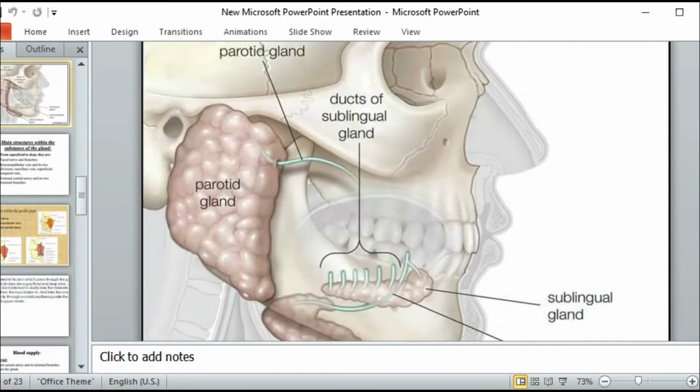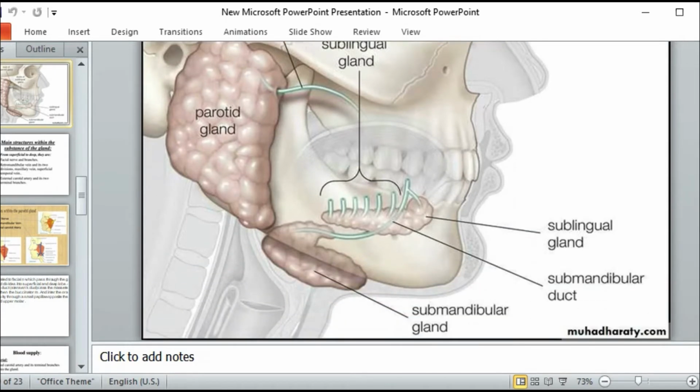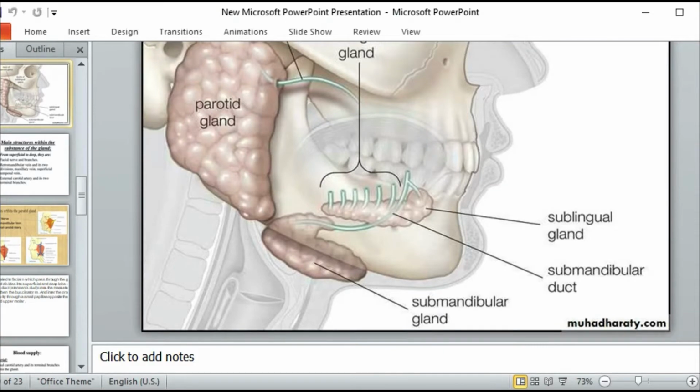Okay, so this shape is so important. This is the parotid gland. This is the parotid duct. And also these pictures show the sublingual glands and their ducts, and also the submandibular gland and its ducts.